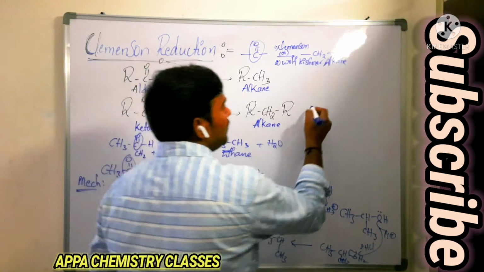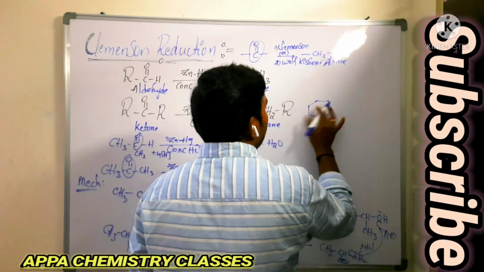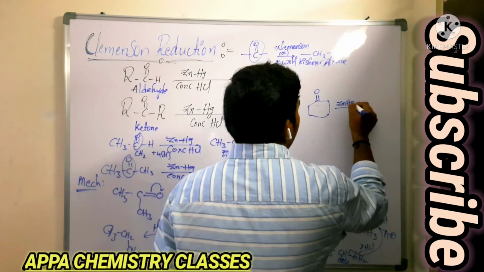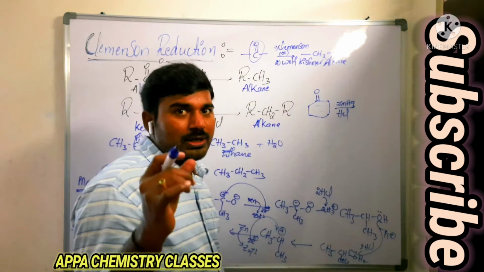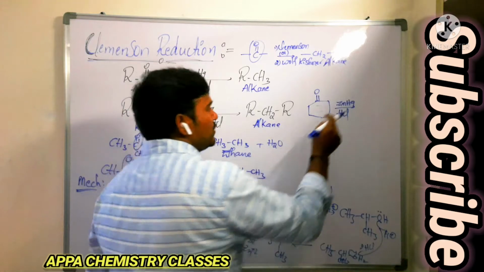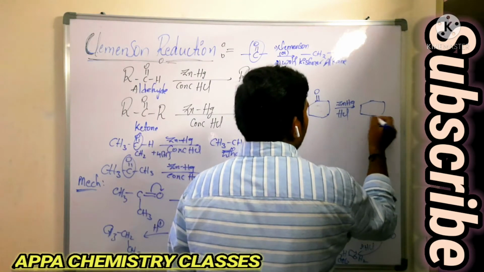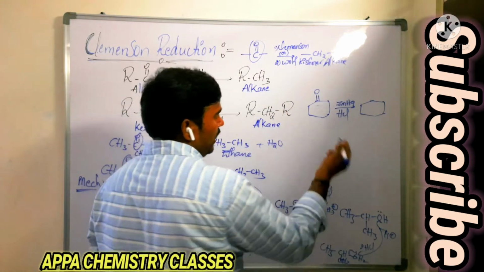We'll take some example here. You take a ketone, cyclohexanone. Whenever it reacts with zinc amalgam and HCl, any metal combined with mercury is said to be an amalgam. So zinc combined with mercury is said to be amalgam. So we are getting cyclohexane. So the ketone changes to a hydrocarbon.